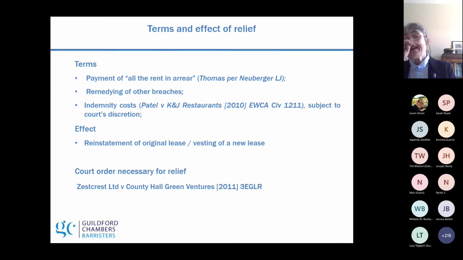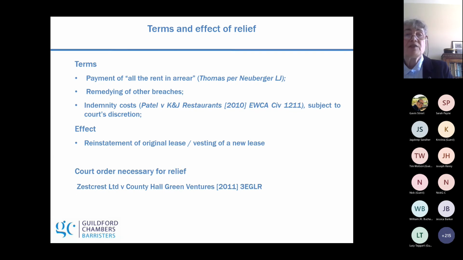Therefore, it seems that in a situation where there are arrears over a period of time and the lease has been forfeited for non-payment of a later rental period, which has implicitly waived the right to forfeit for older arrears, a tenant could assert that the payment of the earlier arrears should not be a condition of relief.